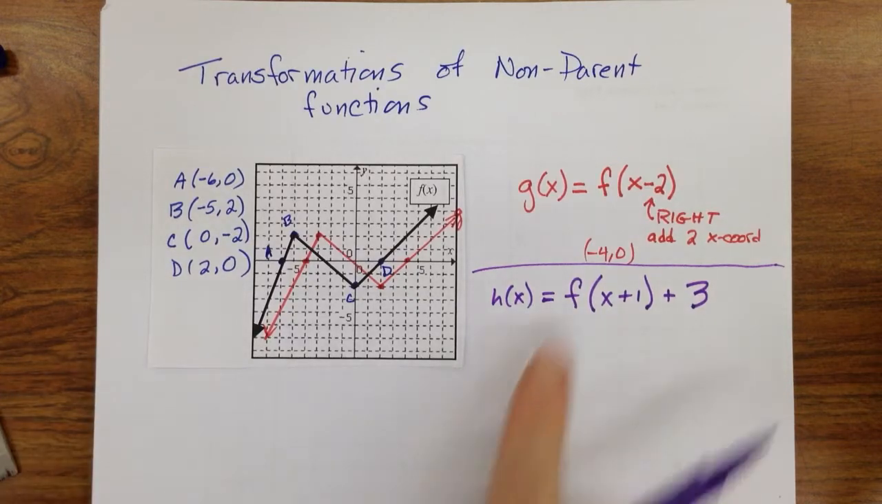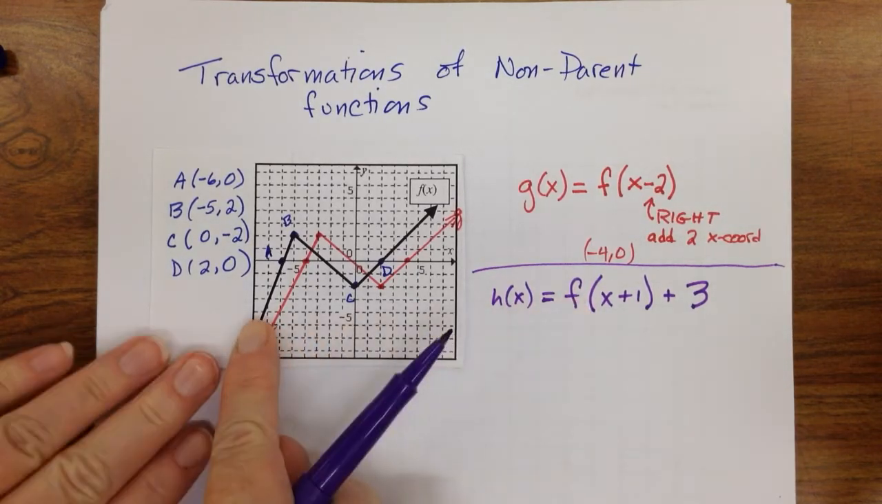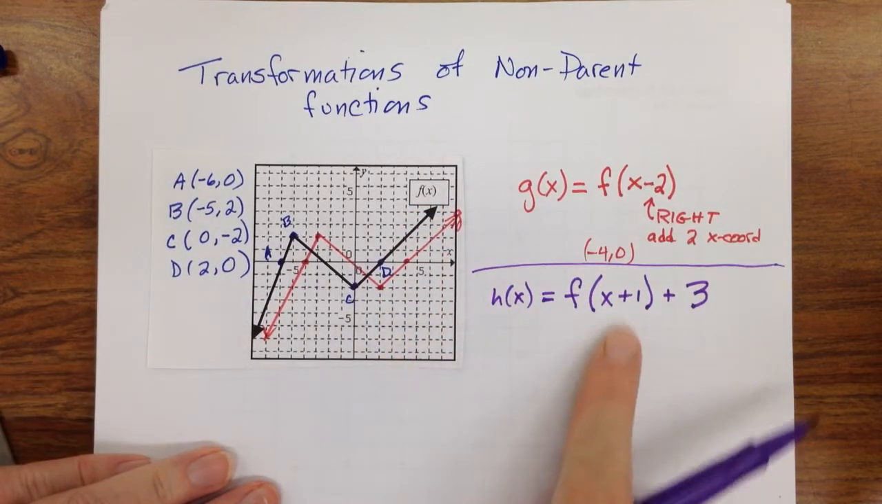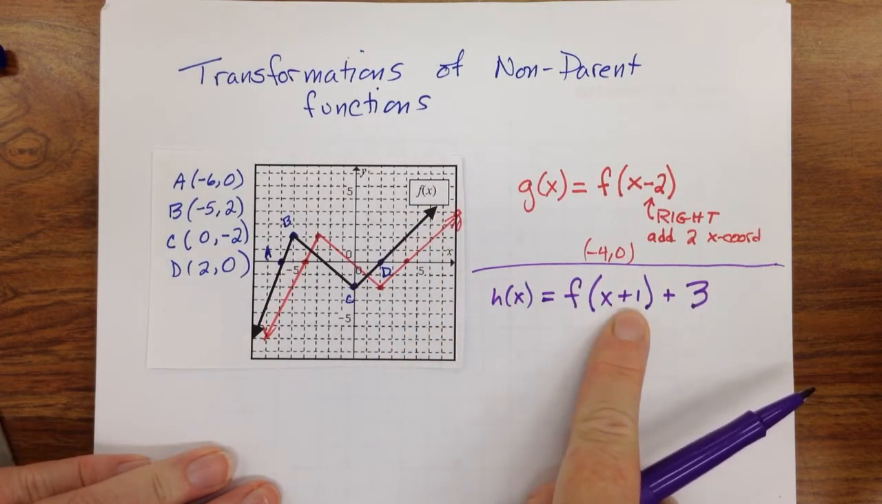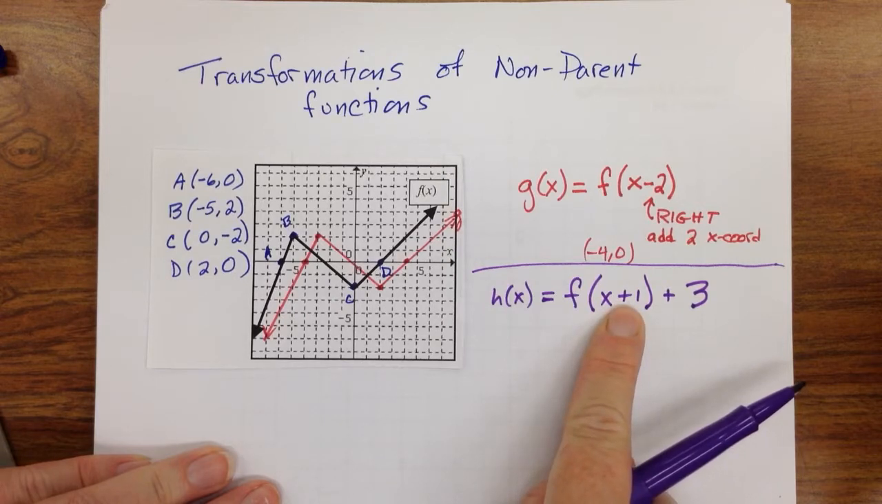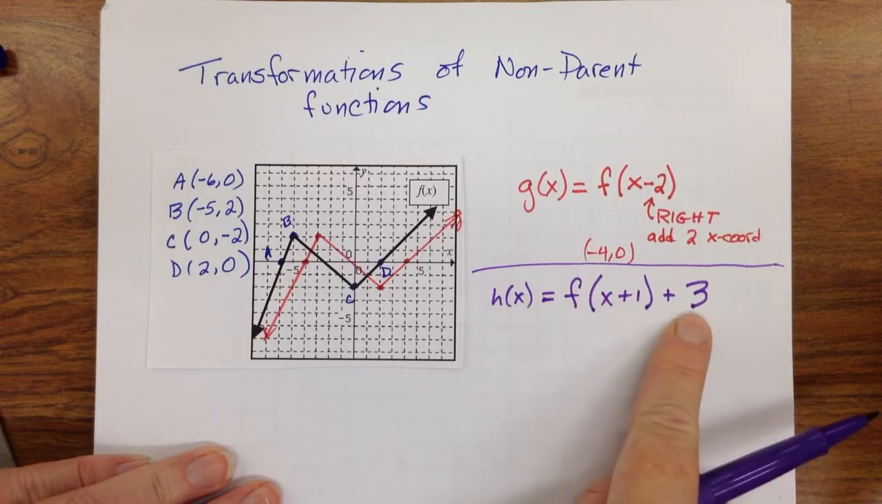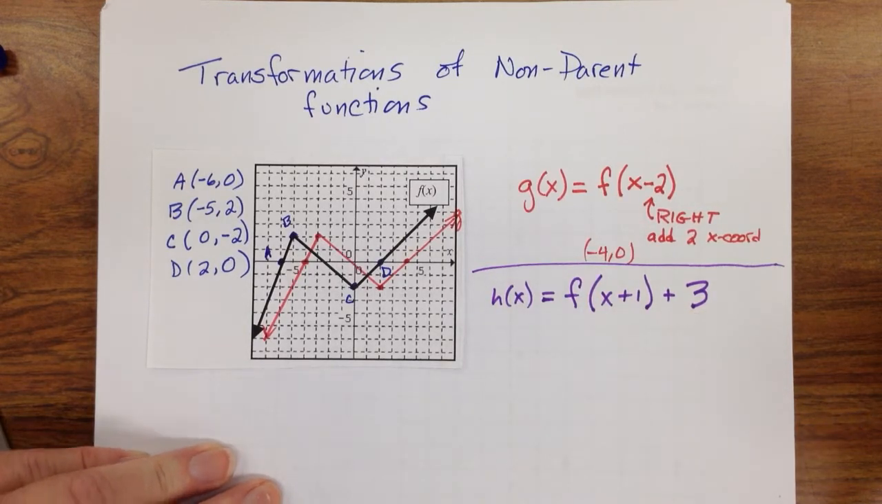All right, so once again, we're starting with the f graph. We're going to be looking at the shape of the f graph, the nature of the f graph. And I have here a plus 1 in with the x, and I have a plus 3 not in the parentheses, so therefore not in with the x. That's the question you have to ask yourself: are you in with the x, or are you not in with the x?